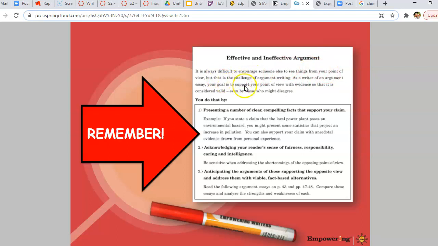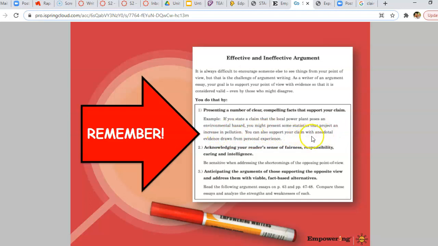It's difficult to always encourage someone to see things from your point of view, but this is the challenge of argument writing, and this is the challenge of winning any argument, whether it's written or oral. Support your point of view with evidence so it's considered valid even by those who might disagree. So you want to present a number of clear, compelling facts that support your claim. For example, if you state a claim that the local power plant poses an environmental hazard, you might present some statistics that project an increase in pollution.